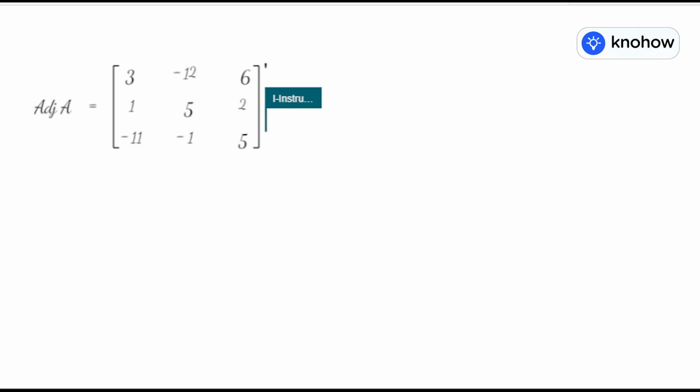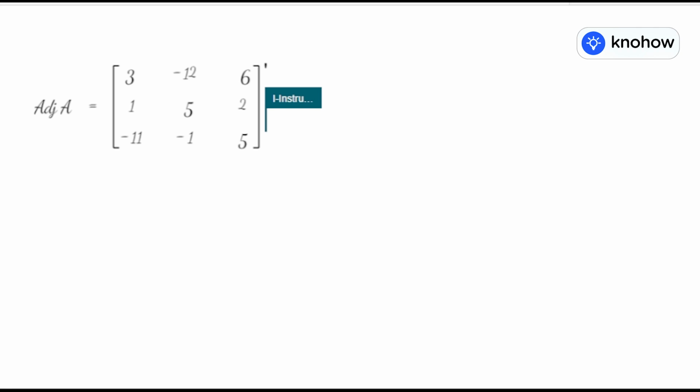In some books you find that instead of first replacing each element by the corresponding cofactor, they directly write the cofactors of the elements of the first row in the first column and so on. But I advise that first you write the cofactors in the corresponding places and then take the transpose. And never forget to take the transpose.